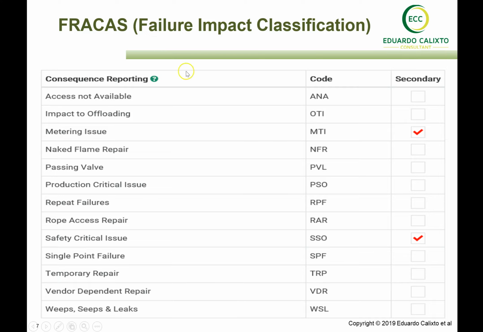So here again, we have a consequence as well as another classification. We have different codes, and here we have the explanation of such codes. Here we can see, for example, a safety critical issue such as pipeline corrosion. We can have a leakage of toxic products, so we put safety critical issues. And there are other classifications as well.